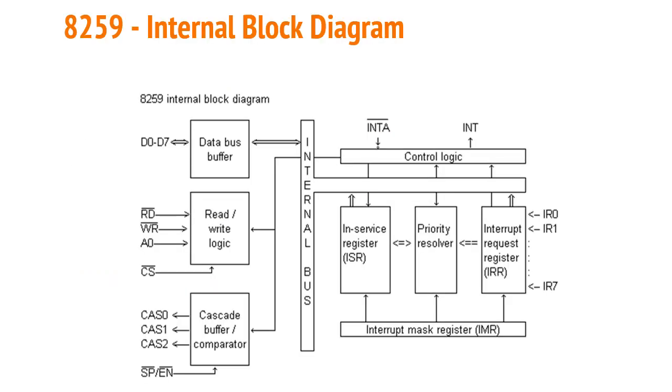This figure shows the architecture or the internal block diagram of 8259. Before proceeding to each of these functional units in detail, let's see the difference between 8259 and 8259A. The 8259 was designed to operate only with 8-bit processors like the 8085. A modified version of 8259, known as 8259A, was later introduced that is compatible with 8-bit as well as 16-bit processors. Now let's see in detail each of the functional units in this architecture diagram.